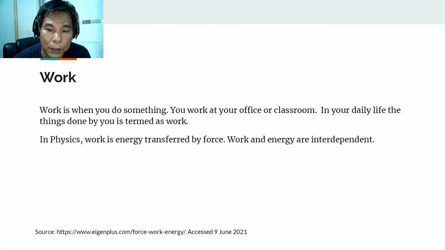Aside from the force, I hope that would be very clear by now. If we have a force or a load applied to the structure, on the surface or on a body, aside from the force there is what we call the concept of work. Work is when you do something. You work at your office or classroom. In your daily life, the things done by you are termed as work. But in physics, work is energy transferred by force. Work and energy are interdependent.